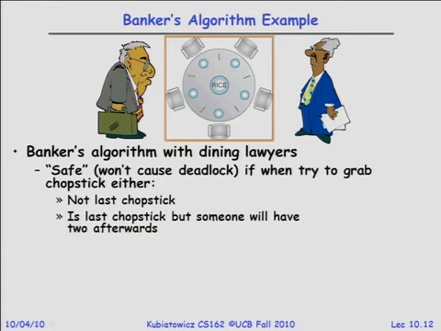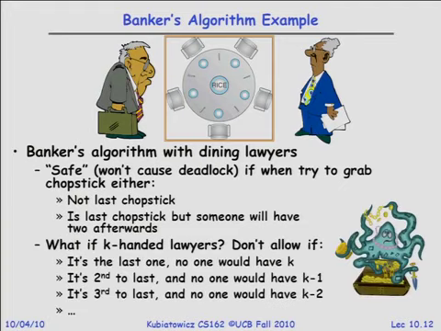This one I like here is the K-handed lawyer, right? And of course, that's in general. It's the last one, but nobody would have K. It's the second to last. Nobody would have K minus 1, and so on. If you work your way through the banker's algorithm, you'll see this also works. Okay?